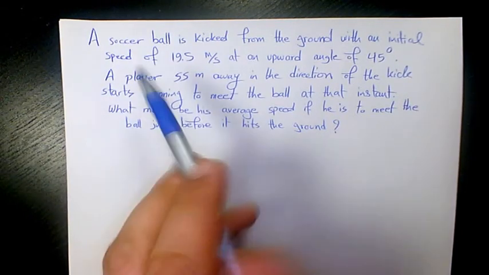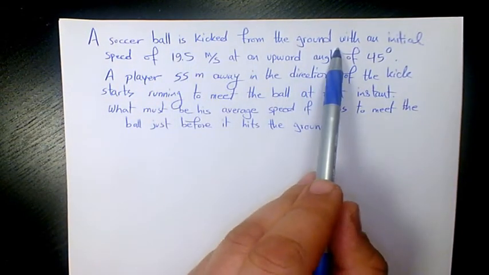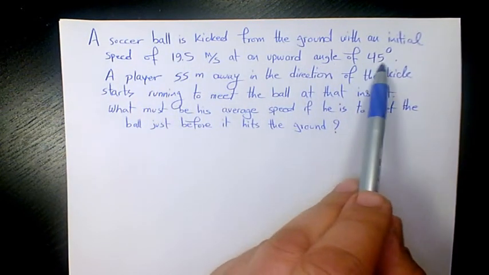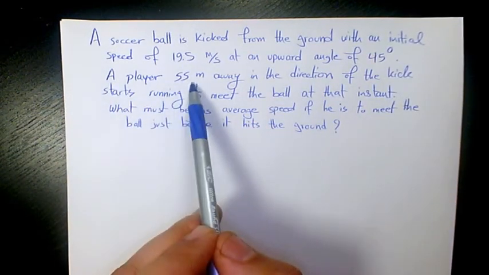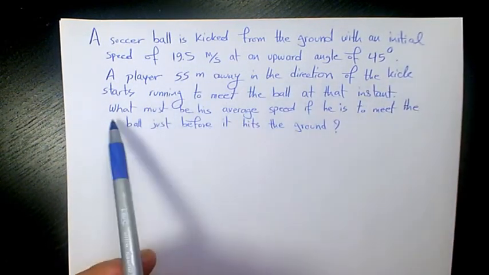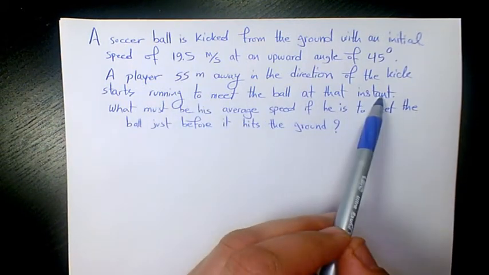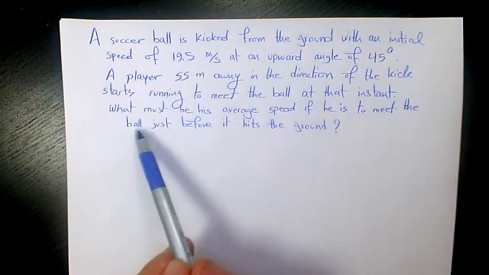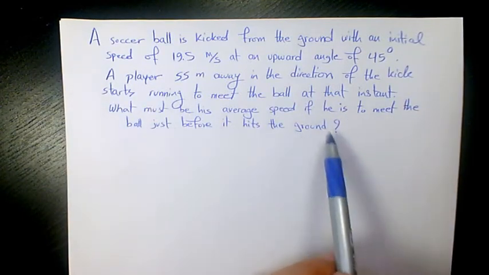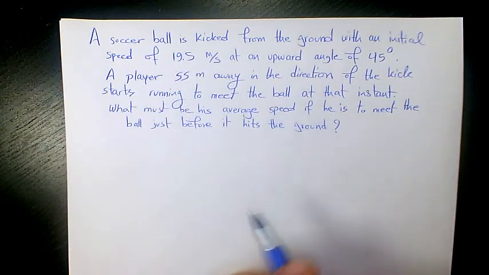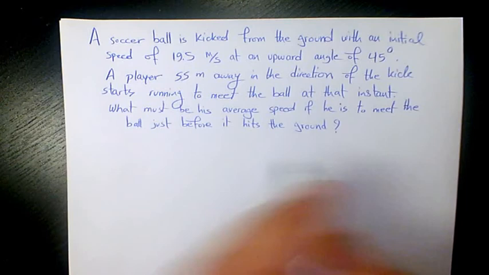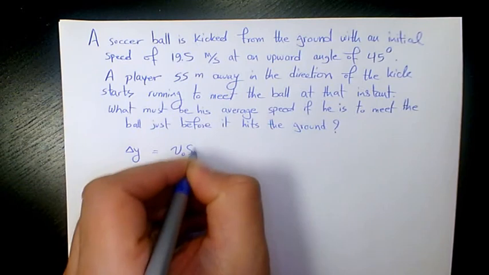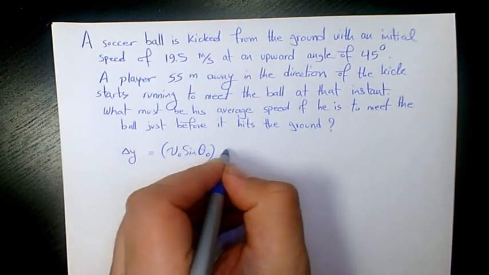So in this example, we have a soccer ball kicked from the ground with an initial speed of 19.5 meters per second at an upward angle of 45 degrees. A player 55 meters away in the direction of the kick starts running to meet the ball at that instant. What must be the average speed of the player to meet the ball just before it hits the ground? So first of all, I need to find out how long it takes for the ball to hit the ground. So I'm going to have delta y equals V naught sine theta naught times t minus 1 over 2 g t squared.